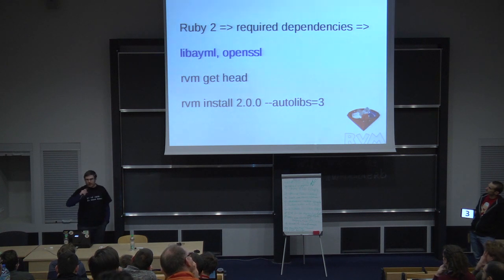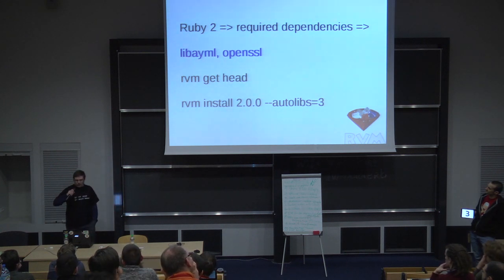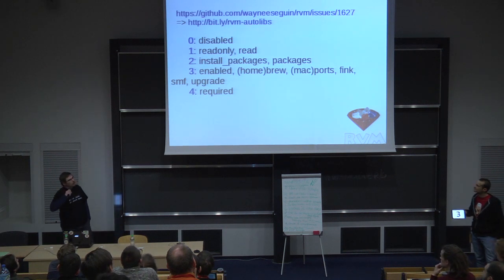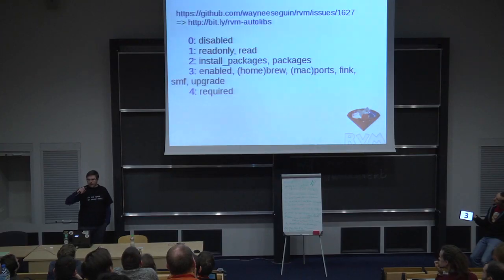Because there was a lot of noise that RVM should not automatically integrate with the package manager, you have to use the option autolibs equals three, and this option will automatically check your package manager for you. If you are on OS X, it detects Homebrew or MacPorts and will automatically install all the required libraries needed by Ruby. I know that the number 3 doesn't tell a lot, so I have opened a ticket, and I would love to get your feedback.